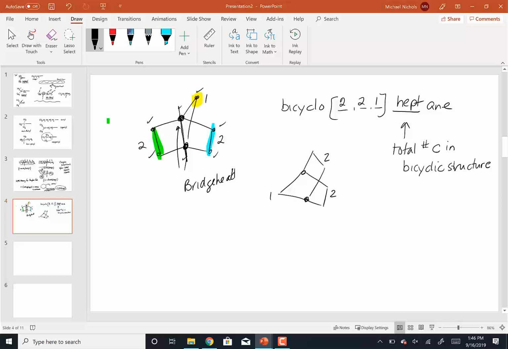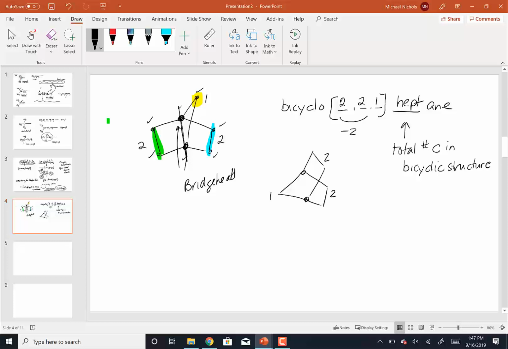Now, this is the total number of carbons, and these are the number of carbons in the propeller system. One of the things you can check is that this sum will always be 2 less than your total, because you don't count the bridgeheads in your brackets. So if there's 7 carbons total, then the bracket should add up to 5. So that's a 2,2,1.